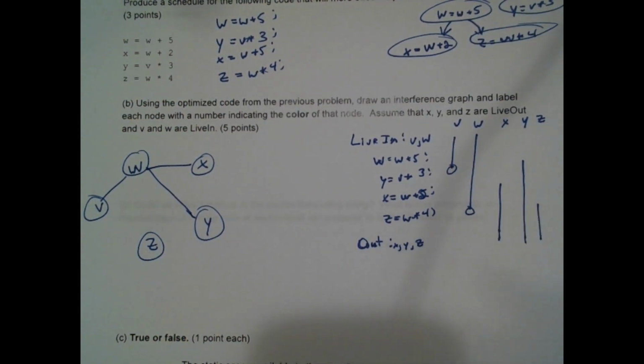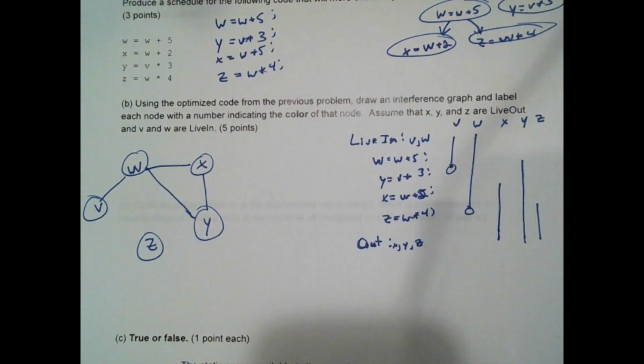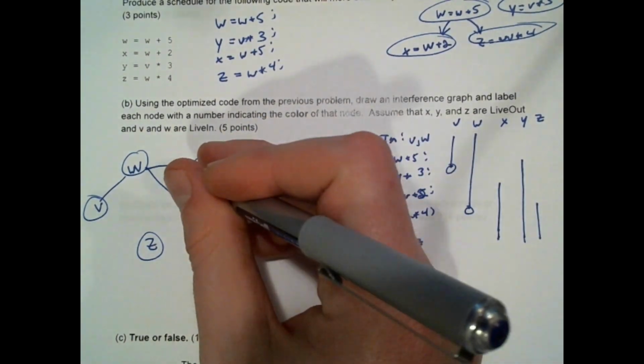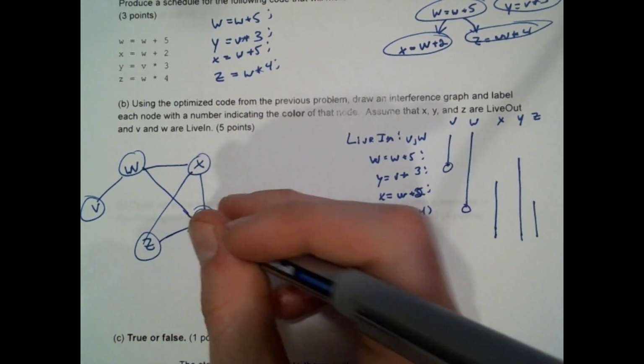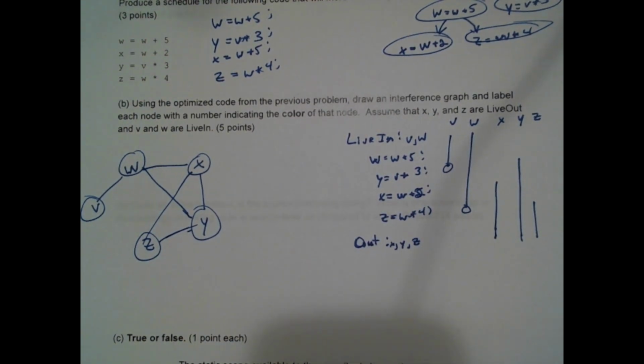So W is going to have a line to X, and then it can be reused by Z, so we don't need it there. X has a line to Y. It's live at the same time, and it has a line to Z. So it's live at the same time. And then Y has a line to Z, or Z has a line to Y, because those are the last two things, and they are interfering with each other. So that's our interference graph.